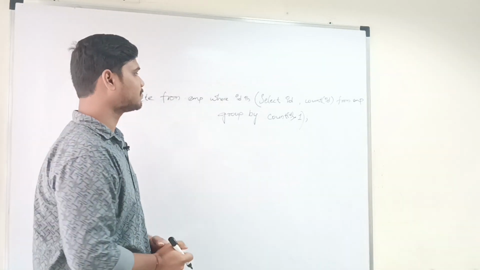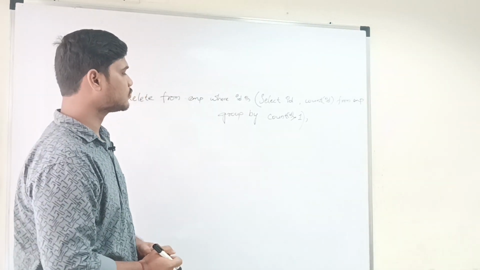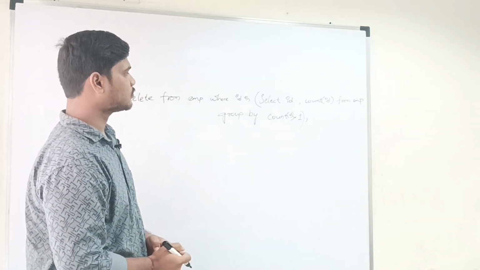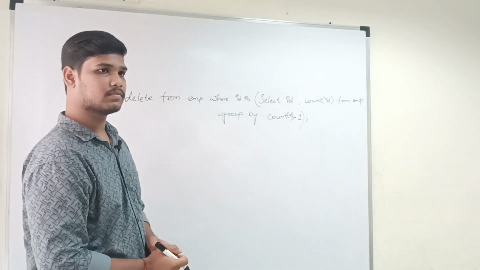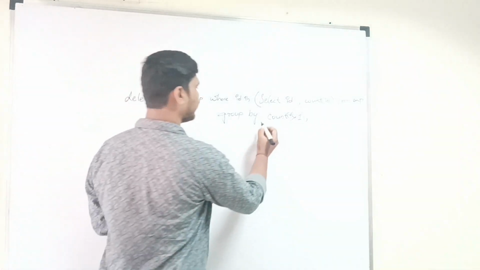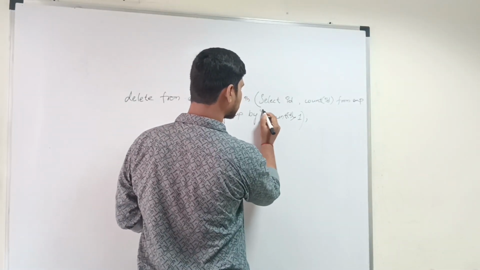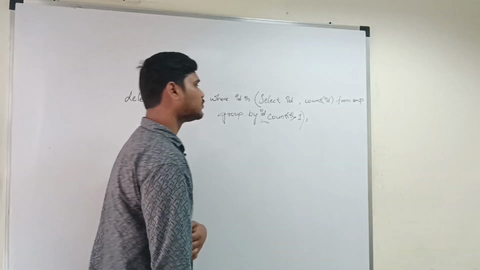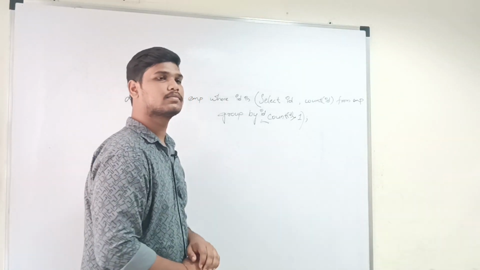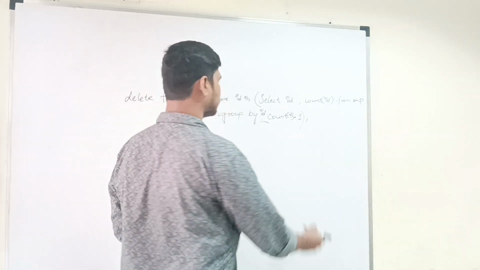Group by ID. Group by ID having count of ID greater than 1. So you need to use the group by clause and the having clause also. Group by ID. If the rows are repeated, on which column do you need to apply it? ID column. Yes, having count of ID greater than 1.